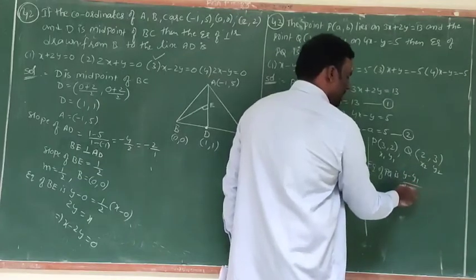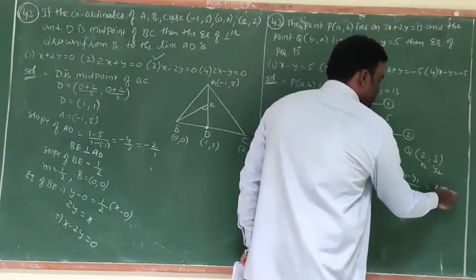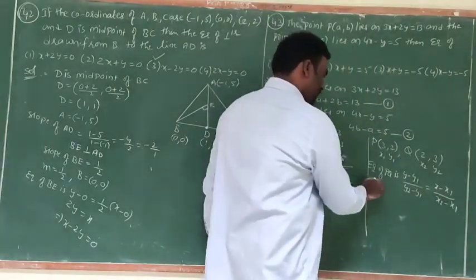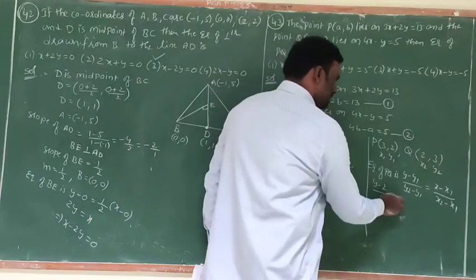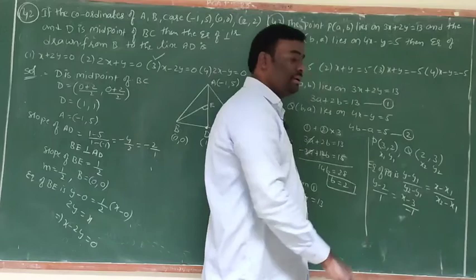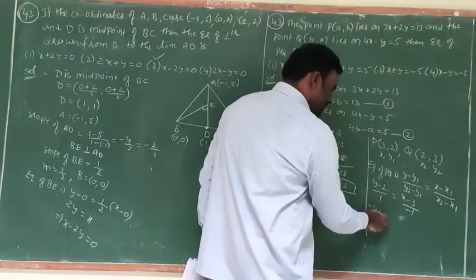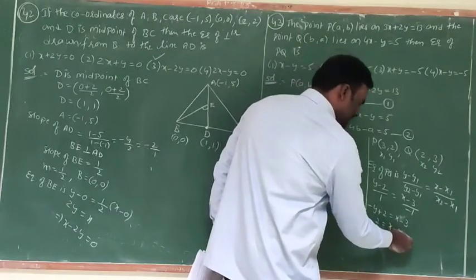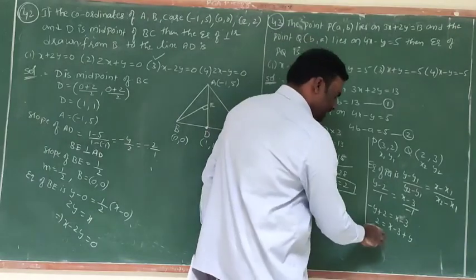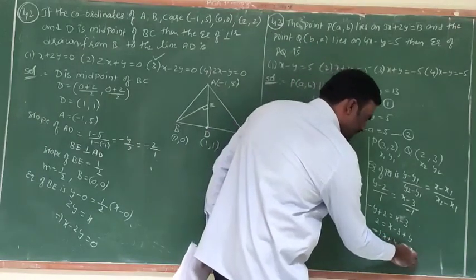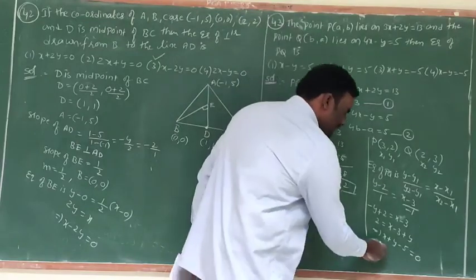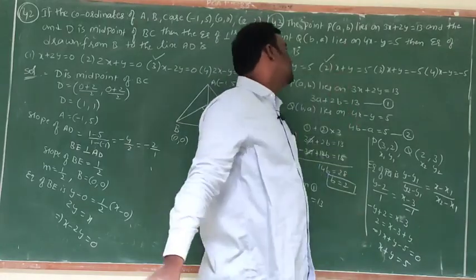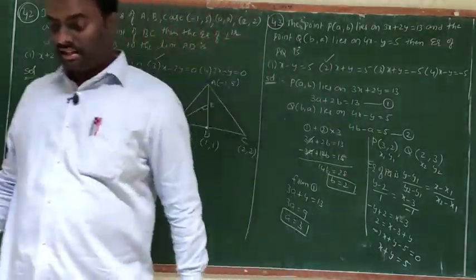(y minus y1) by (y2 minus y1) is equal to (x minus x1) by (x2 minus x1). Then (y minus 2) by 1 is equal to (x minus 3) by minus 1. If you cross multiply, minus y plus 2 is equal to x minus 3. Then 2 equals x minus 3 plus y. Then what will we write? x plus y minus 5 is equal to 0. Then we can write x plus y is equal to 5. That is nothing but option 2 is the correct answer for this question.